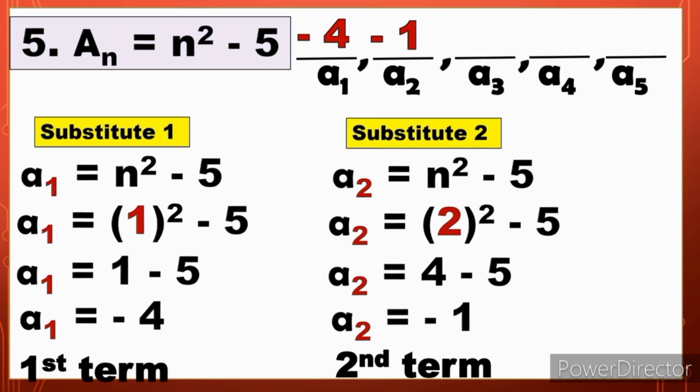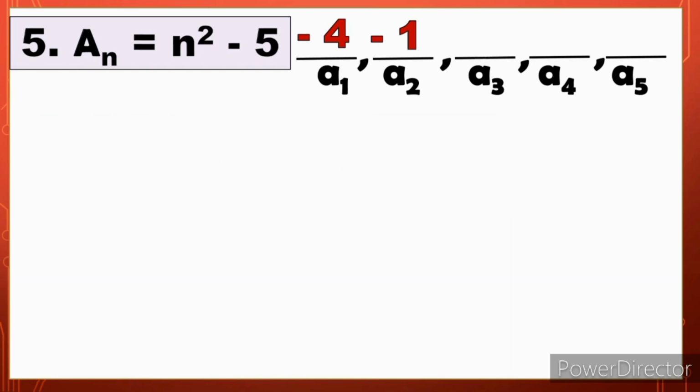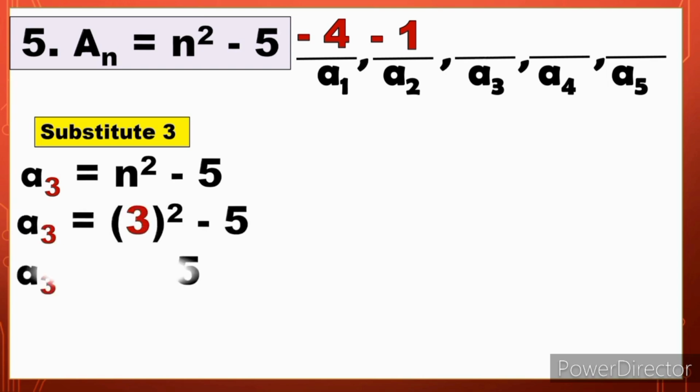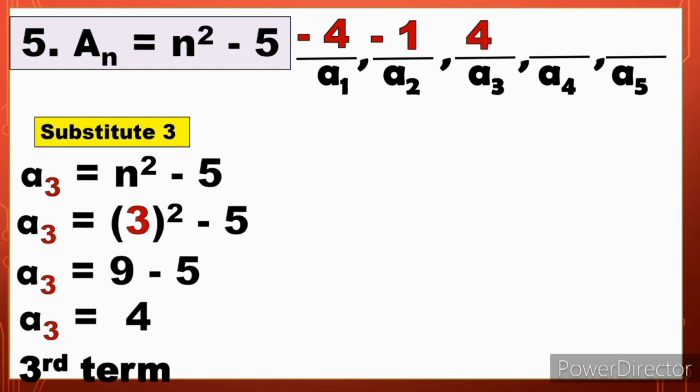Okay, next, to find the third term or a sub 3, so isa-substitute natin ang 3 doon sa n. Okay? So, a sub 3 equals n squared minus 5. Then, palitan natin yung n ng 3. So, a sub 3 equals 3 squared minus 5. So, simplify 3 squared. So, 3 times 3 is 9. So, a sub 3 equals 9 minus 5. 9 minus 5 is 4. So, therefore, we have a sub 3 equals 4. And that is our third term. The third term is 4.